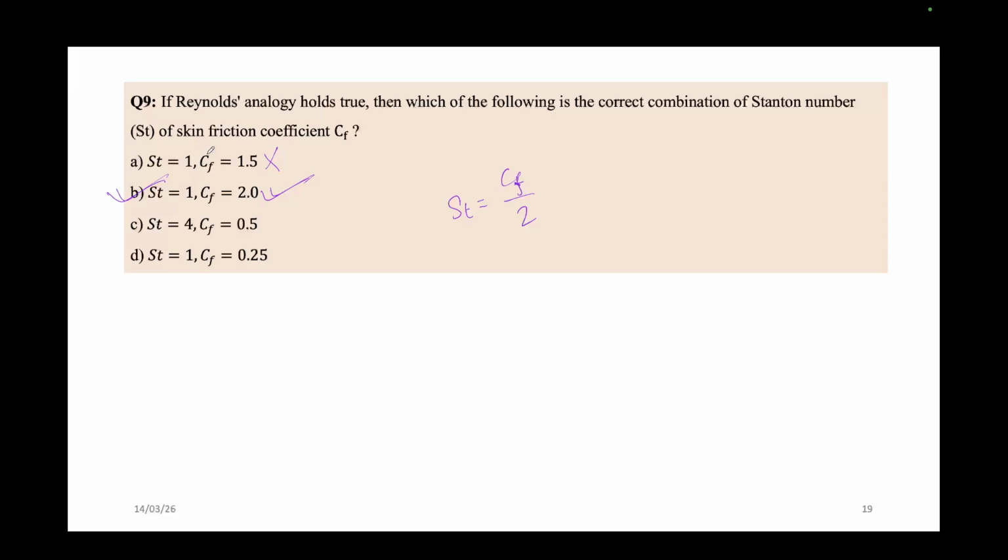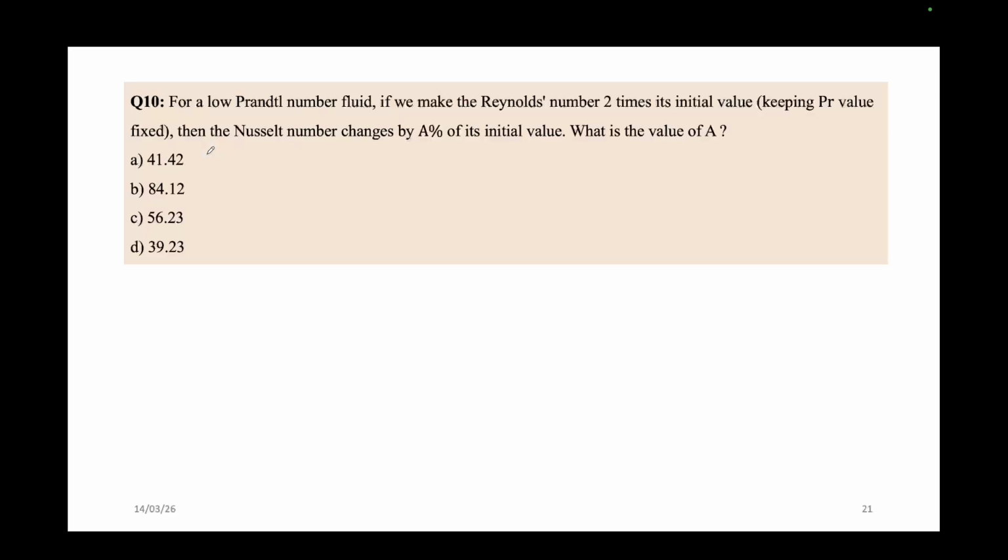So now this last question for today's session. In this question it is said that for a low Prandtl number, if we make the Reynolds number 2 times its initial value, keeping the Prandtl number fixed, the Nusselt number changes by a%. So what is the a value you need to find out? So any idea? So this concept is quite essential. I'm just showing you this concept.